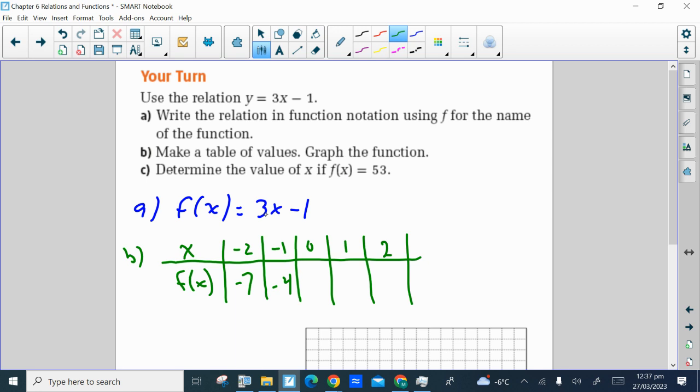Take away 1 is negative 4. When x is 0, 3 times 0 is 0. Take away 1 is negative 1. When x is 1, 3 times 1 is 3. Take away 1 is 2. When x is 2, 3 times 2 is 6. Take away 1 is 5.